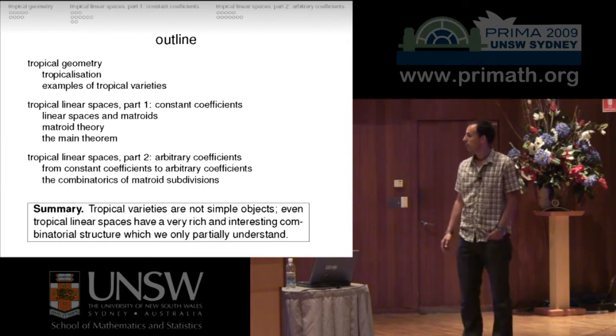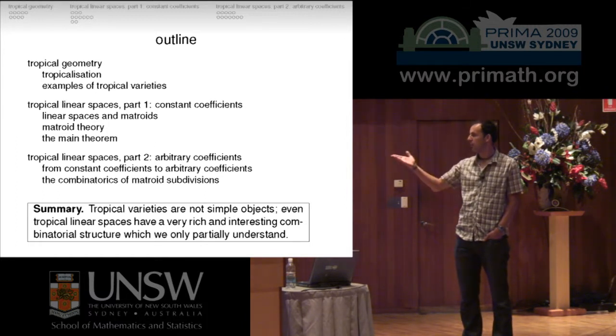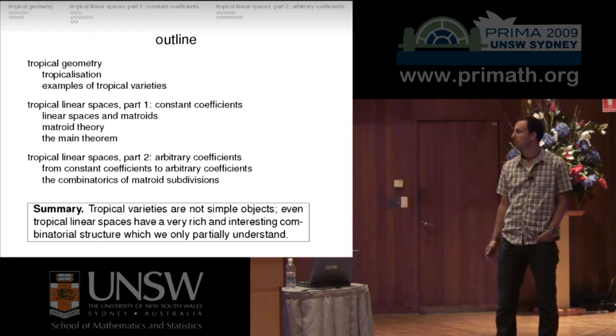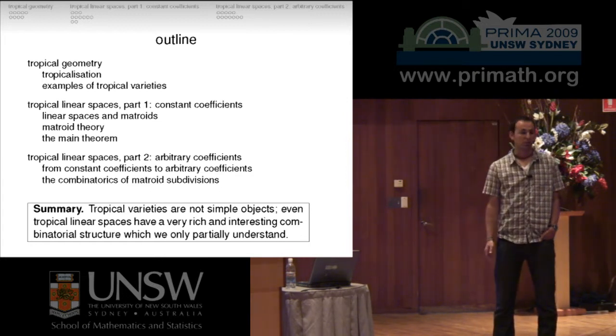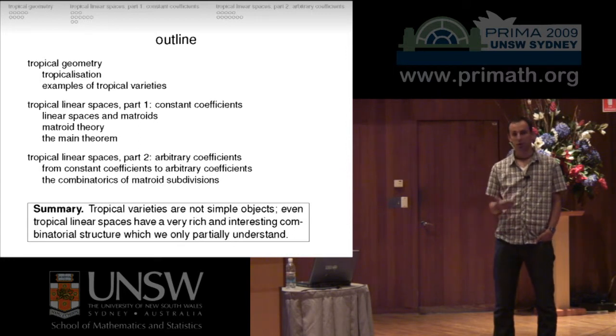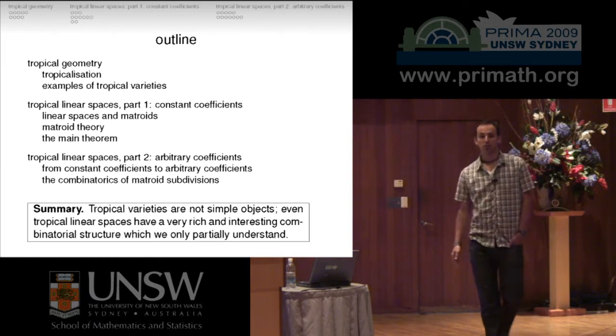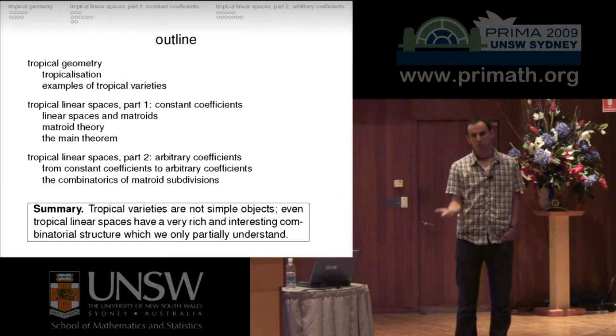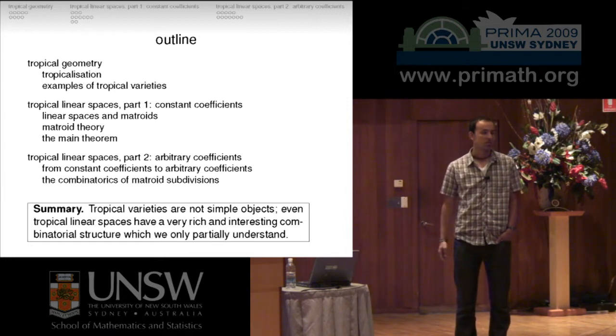As you can see, the main summary of my talk is what I have in the little box there. So my point is to tell you that tropical varieties are not simple objects, and that even in a relatively simple case, which is the case of tropical linear spaces, there is already a lot of very rich and interesting structure that we know some things about and we don't know some things about.